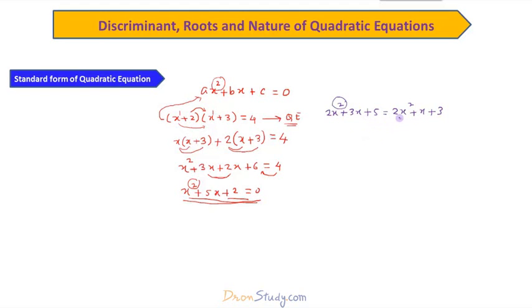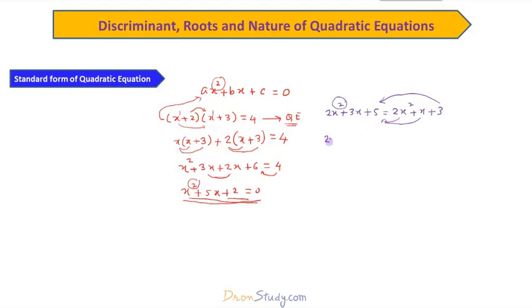So first we will take 2x square to this side, x to the other side, and even 3 to this side, and then we will write it in a standard form. So if you take 2x square to this side, it will become minus 2x square.